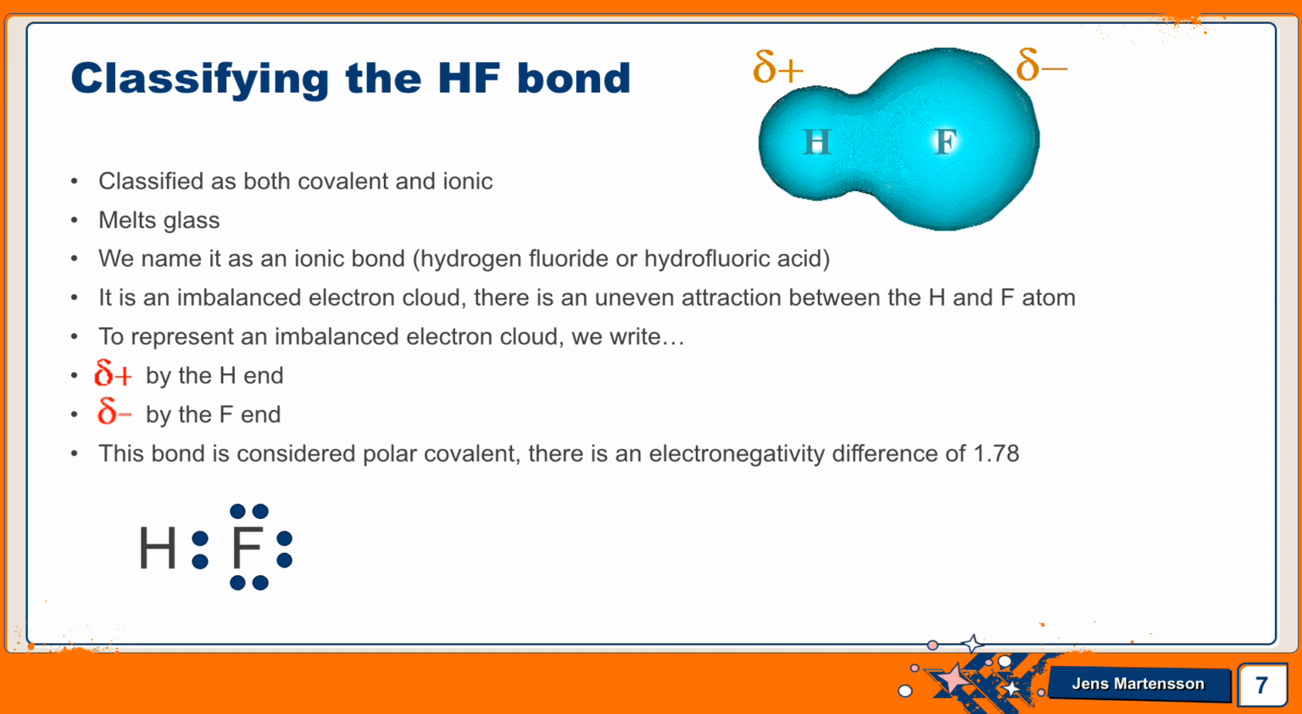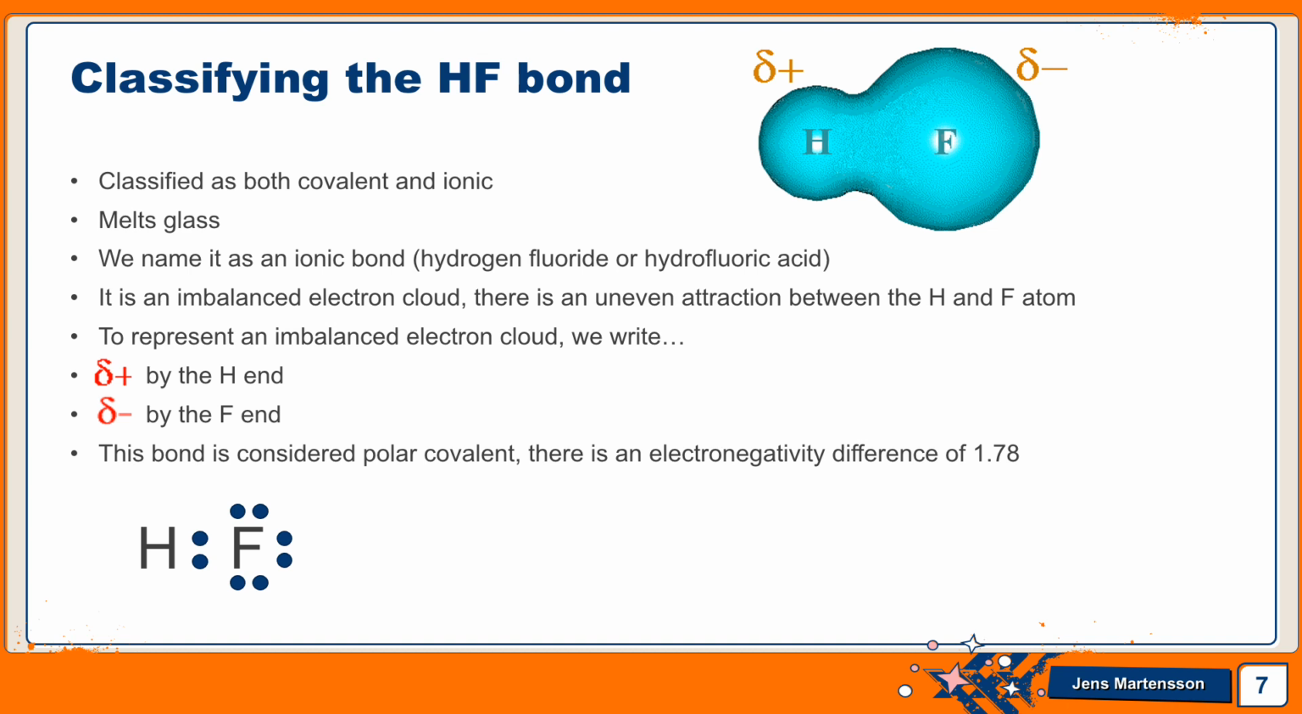If you look at this image on the top, you can see that there's an imbalance in the electron cloud. So there's an uneven attraction between the H and the F atom. To represent an imbalanced electron cloud, we write these two symbols on either end. So the positive one on the H end shows that the molecule has a slightly positive charge with respect to the F end, and on the other hand, when we write it on the right-hand side as a negative, it shows that on the F end, the molecule has a slightly negative charge with respect to the H end.